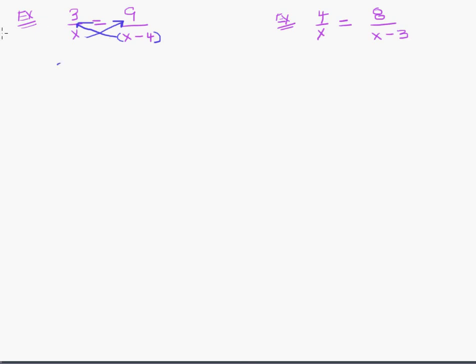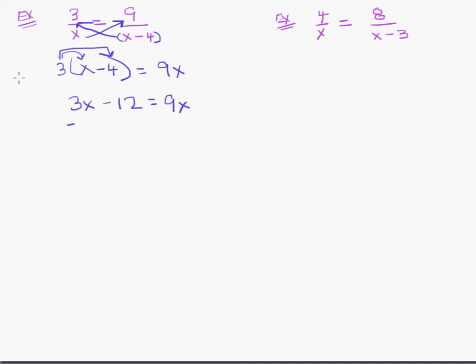So what we get is 3 times x minus 4 equal to 9x. And so all we need to do is distribute the 3 to the x and the 3 to the negative 4. And so we end up with 3x minus 12. Watching my positive times a negative is a negative. Signs are equal to 9x.